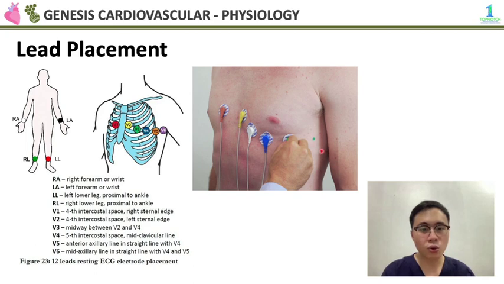Okay? So, kulang yung leads na nilalagay niya rito. Hindi pa niya nalalagay si V6, mid-axillary. There you go. Itong point over here, that's where you put the V6.